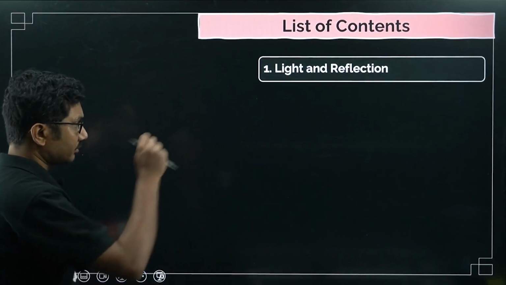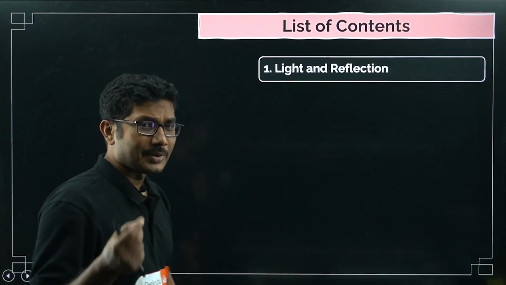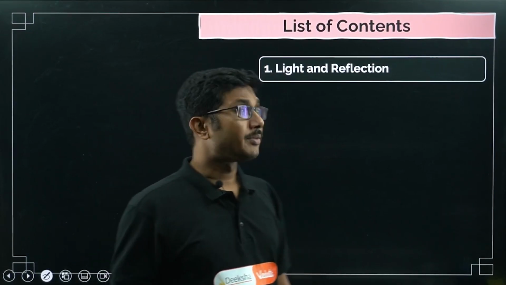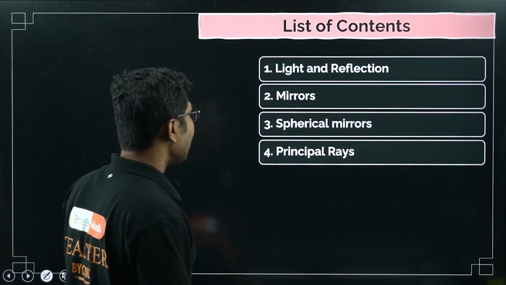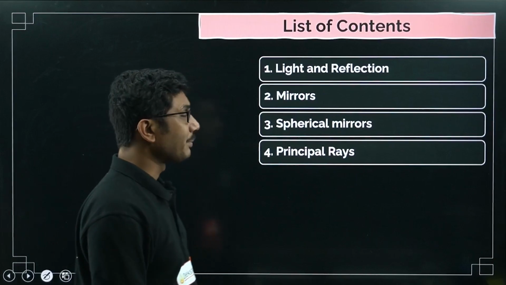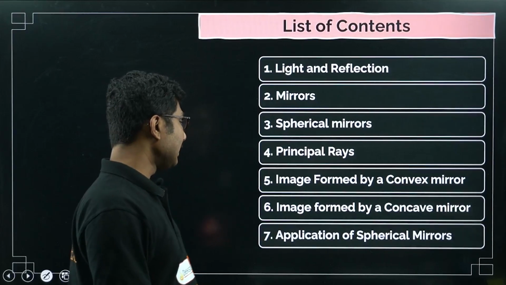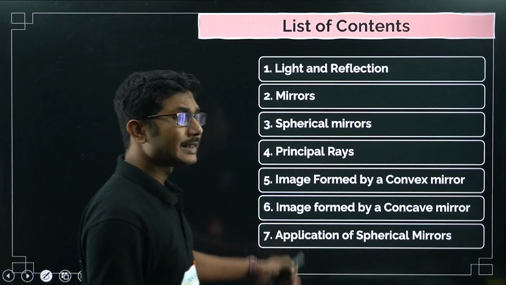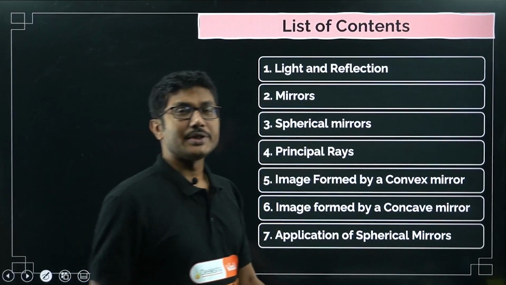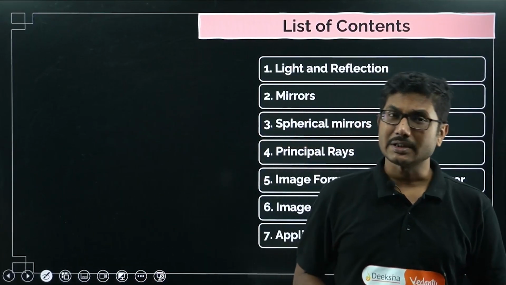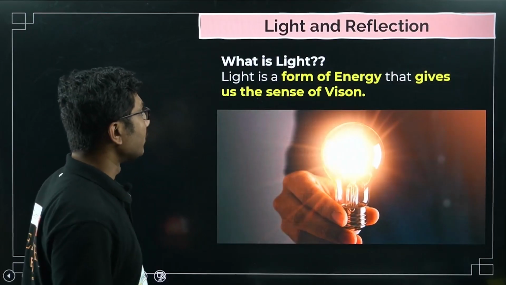Main topics: light and reflection. We will discuss basics about light and revisit some concepts from reflection. Then we will discuss mirrors, then obviously spherical mirrors. In spherical mirrors we will discuss principal rays, then the image formed by a convex mirror and the image formed by a concave mirror. After image formation we will discuss the mirror equation, and then the applications of spherical mirrors. Okay, now let's move on.